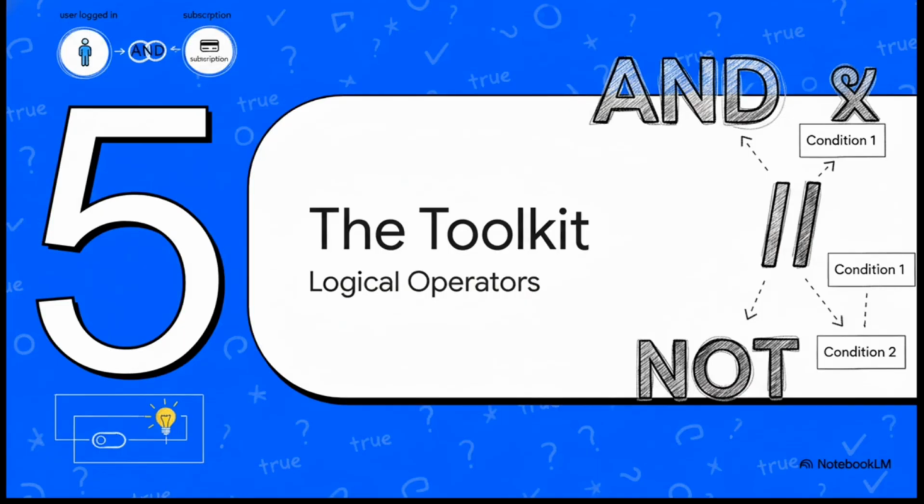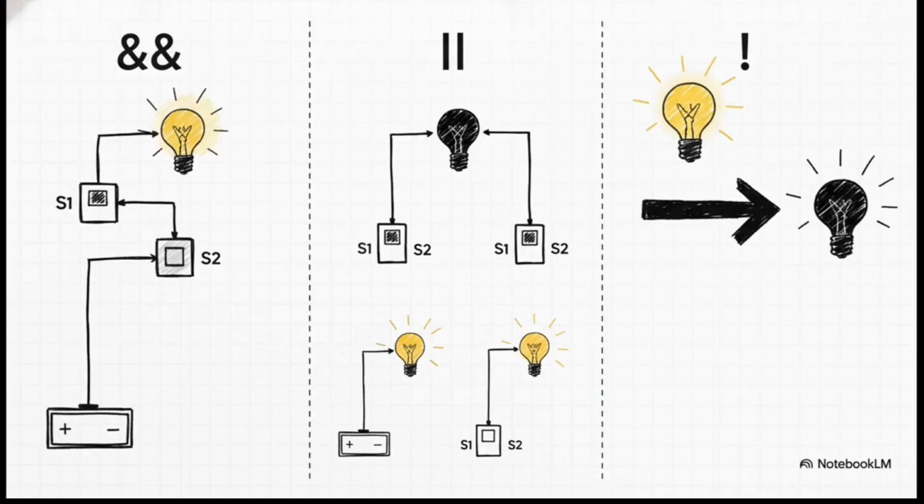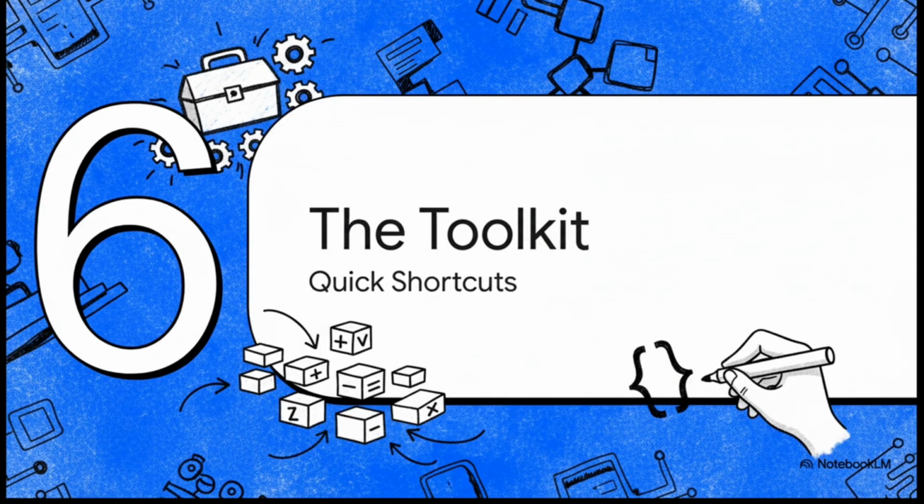But what if you need to check multiple things at the same time? Like, is the user logged in? And do they have an active subscription? For that, we use logical operators to string our checks together. These three symbols right here, they're basically the brains of the whole operation. You've got the double ampersand for and, those two vertical bars for or, and the exclamation point for not. Seriously, learning how to combine these is what separates a simple script from an intelligent program that can handle some really complex logic.